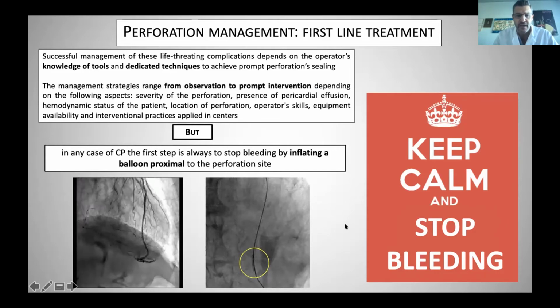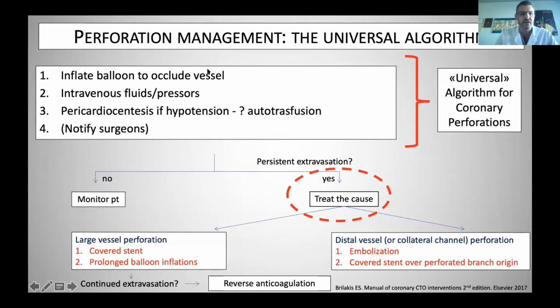This is just to let you evaluate the situation and decide what the next step could be to solve and completely seal the perforation. After the first-line strategy, which is the inflation of the balloon, in case of persistent extravasation, as I discussed before, we should go on treating the cause. Of course, treatment could differ according to the different site of perforation, so in case of large vessel perforation or distal vessel perforation.